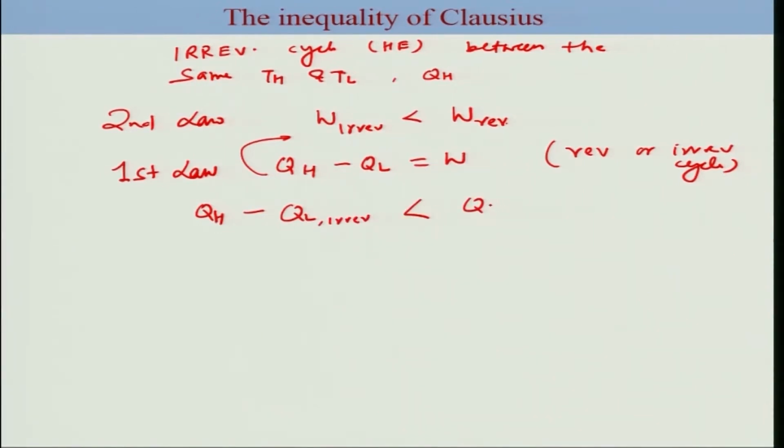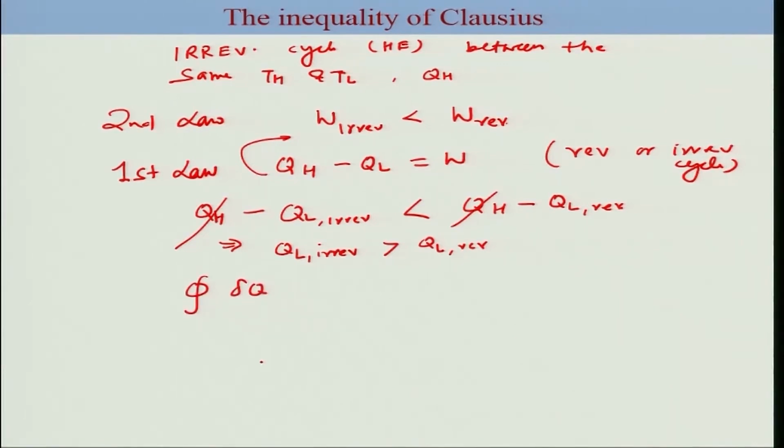This should be less than QH minus QL for the reversible case. Now this will cancel out, which essentially means your heat loss during an irreversible cycle is more than that of a reversible cycle. Based on this, you can now look at the expression of del Q for the cycle. For the irreversible case, QL will be replaced by QL irreversible.